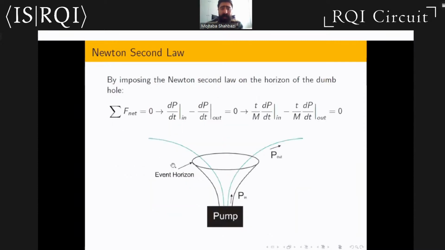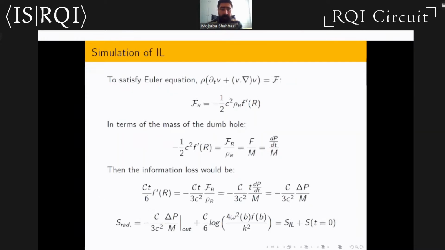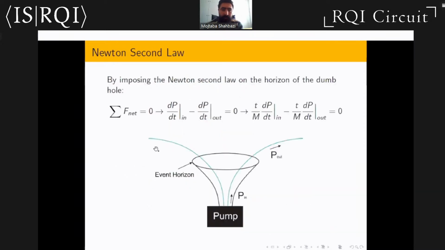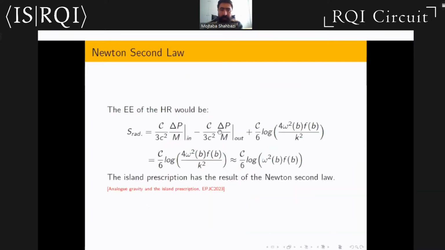We see that these black holes are stationary, so if we apply this on the horizon of these wormholes, the momentum going into the wormholes would be equal to the momentum going out of the wormholes. But the island prescription doesn't consider the outgoing momentum, only the momentum going in. So if we do that, we get to this. This is exactly what the island prescription proposed.